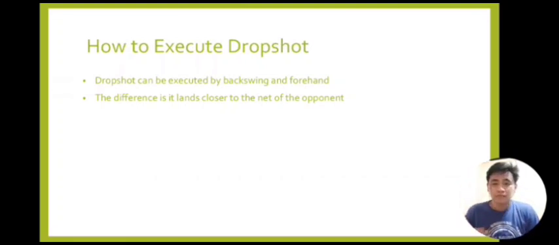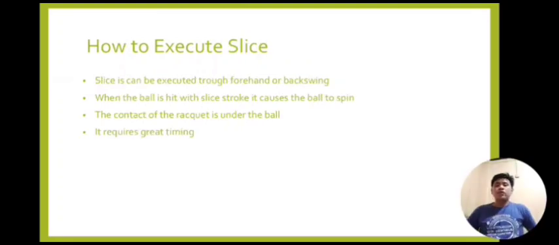Now let's move on to the slice. It's the same thing as well. It can be executed through forehand or backswing. When the ball is hit with a slice, it causes the ball to spin, and the contact of the racket is under the ball. I'll explain it further.